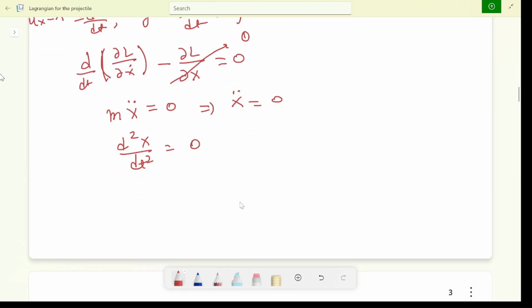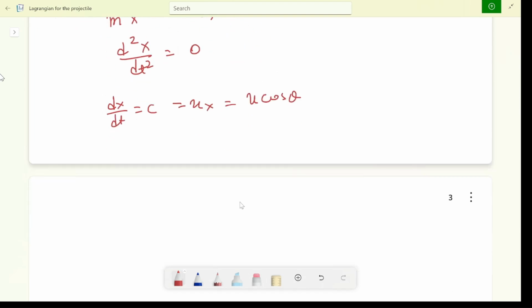Okay, so now this is a fairly simple differential equation to solve. We just have to integrate it 2 times and we'll get back the solution. So integrating it the first time, we are going to get dx by dt is equal to some constant c, but dx by dt is nothing but x dot, and it is equal to the velocity in the x direction, right? So it is equal to ux, which is equal to u cos theta. So essentially what we got is that c is equal to u cos theta. We're going to box it out.